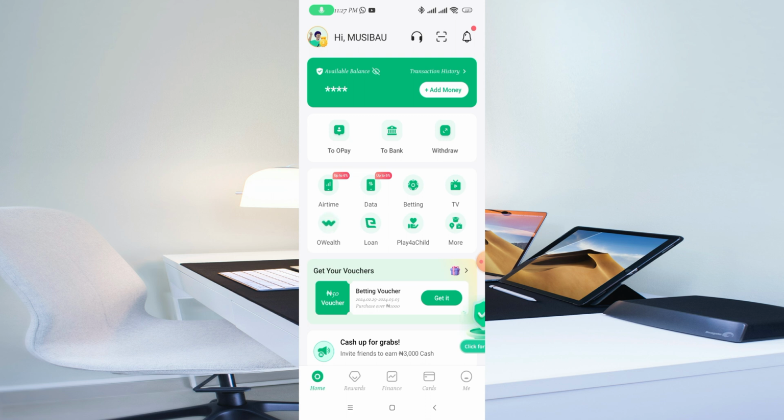So people have been asking how to edit Opay account balance. Basically, I don't know the reason why you might actually want to edit Opay account balance. Probably just for you to be able to do one or two things. So to me, I don't really think you should do this.